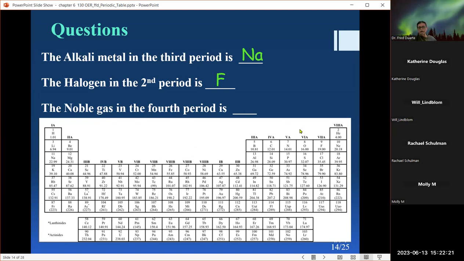And then the halogen in the second period, which obviously would be fluorine. Halogens are all group 7. In the second period, that makes it fluorine. And then a noble gas in the fourth period. First, we find the noble gas group, which is the last group. And then we go to the fourth period, 1, 2, 3, and 4. Looks like that's krypton. Sure enough. So krypton would be the noble gas in the fourth period.